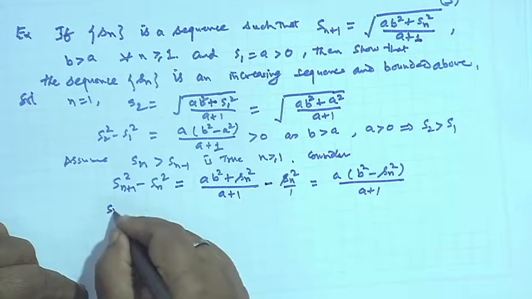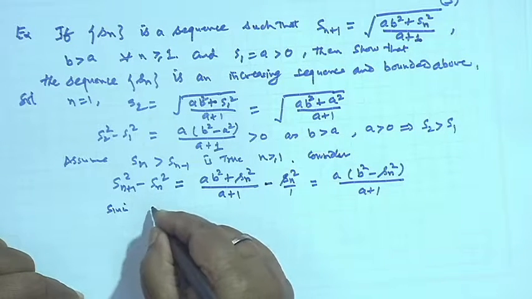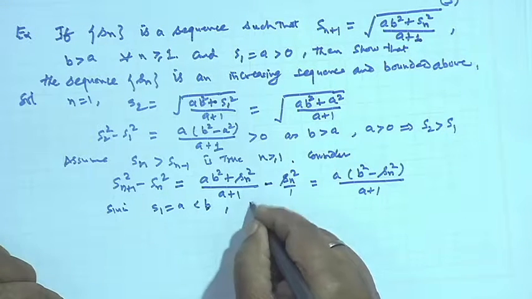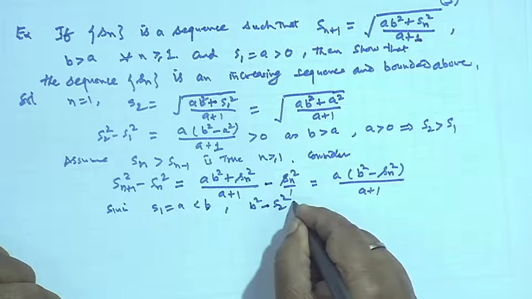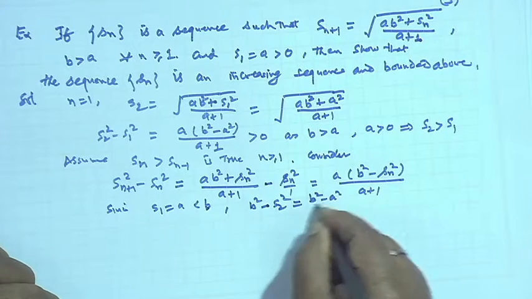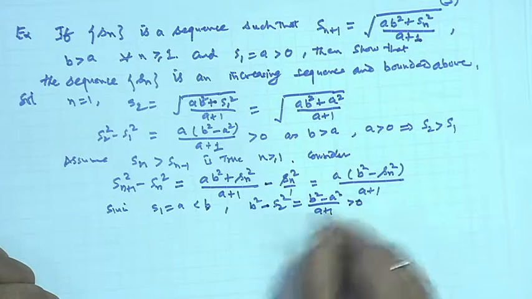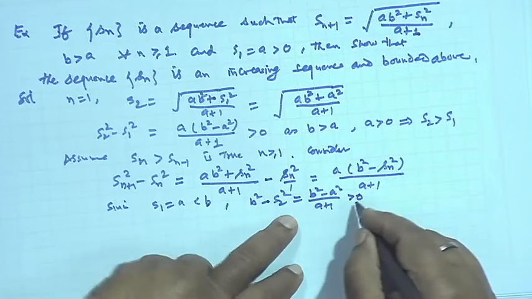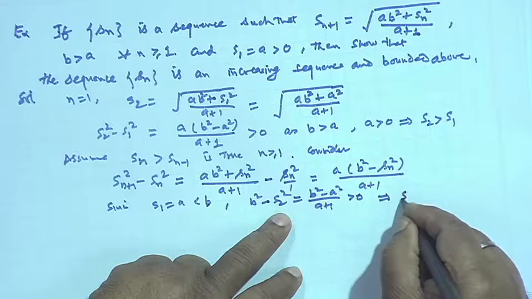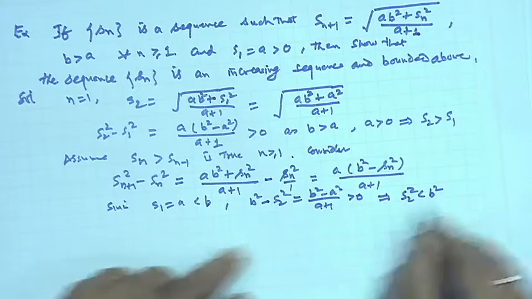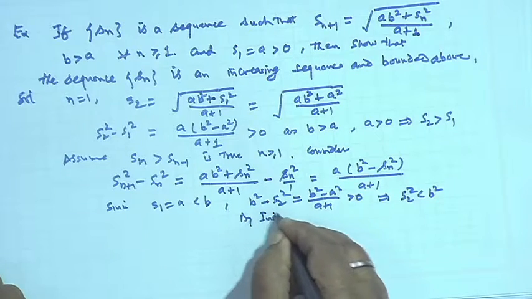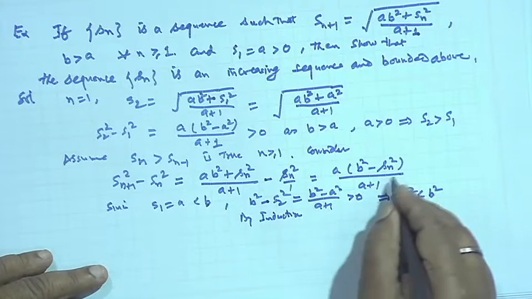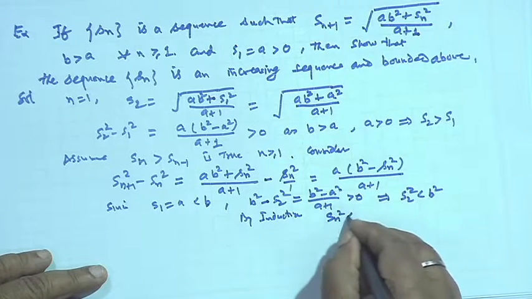Now, since A is less than B, S1 which is A is less than B, and B square minus S2 square is nothing but (B square minus A square) by (A plus 1), which is also positive. So from here we see this will be the conclusion. This will show that S2 square is less than B square, and similarly by induction we can prove that Sn square is less than B square.